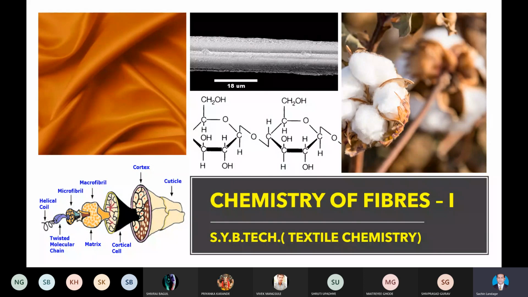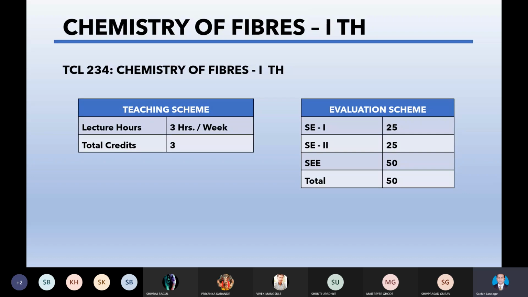Now, whenever you are talking regarding the chemistry of fiber 1, if you see the details of the theory part, we have a total of 3 lectures per week, and the credits are 3 for the theory. As far as the examination is concerned, SC1 is of 25 marks, SC2 is again 25 marks, and SE might be of 80 marks, 60 marks or 100 marks, but finally we are going to convert it to 50 marks, and likewise the total will be 100 marks.